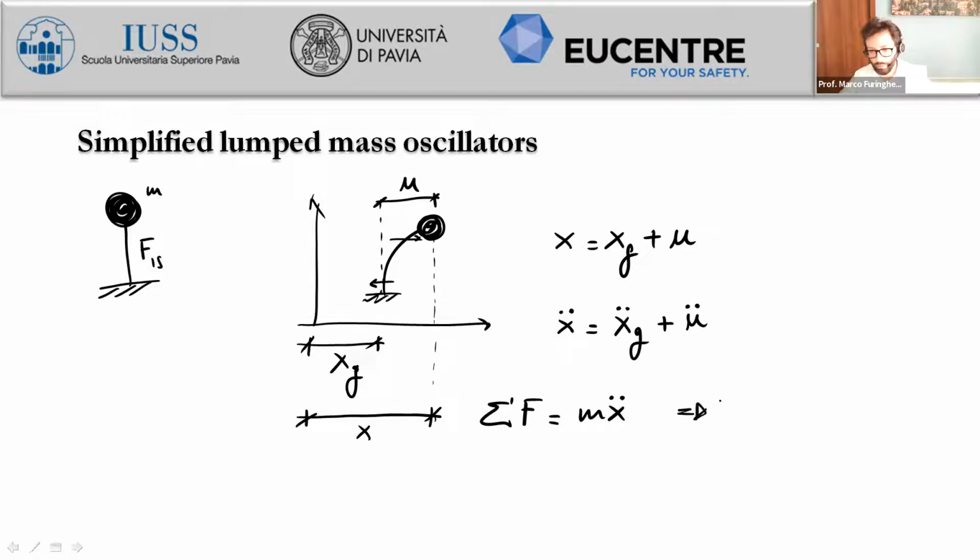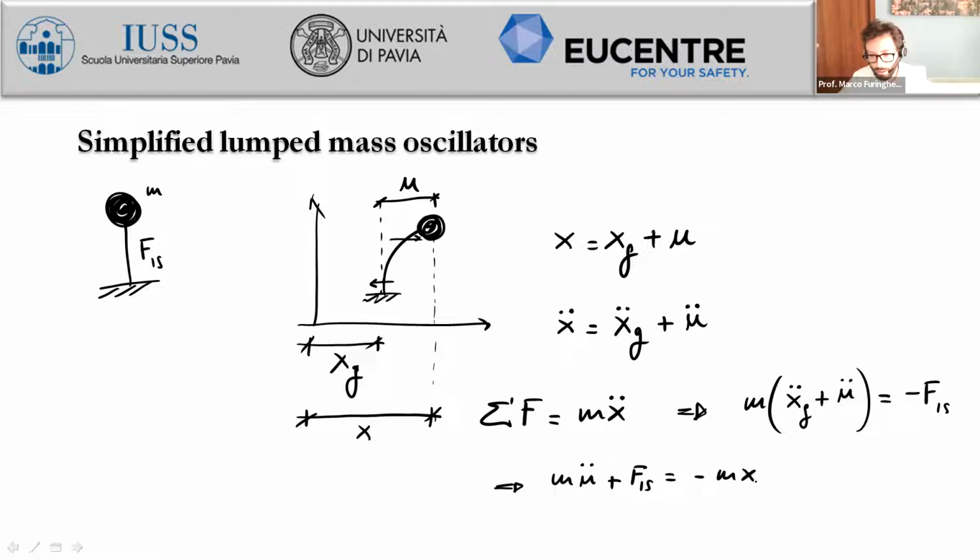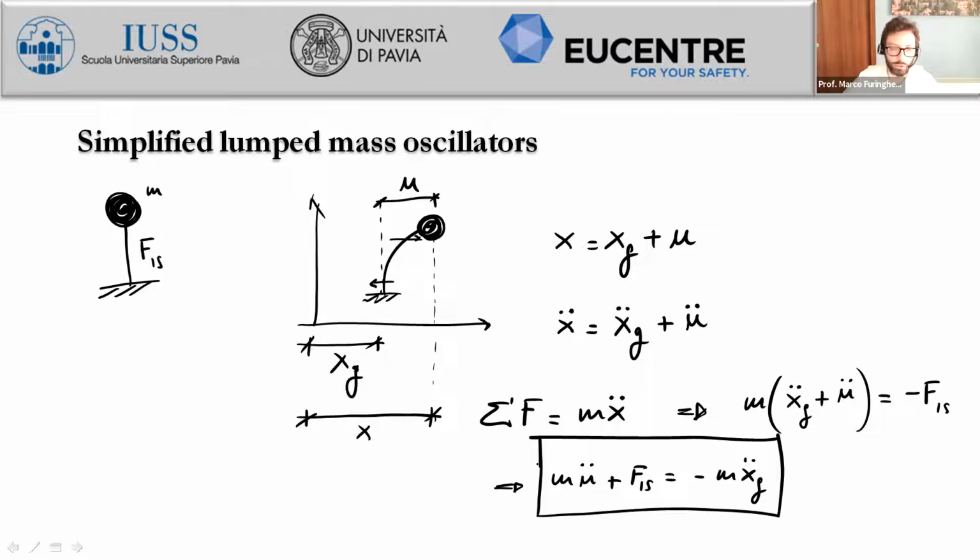So we will have m, which multiplies the expression of the absolute acceleration, which is x g, the ground motion, plus the relative acceleration, equal to minus F isolation. This is simply because if we consider the translational equilibrium of the mass, we have to change direction with respect to the forces that I've just drawn. So the final equation will be m times the relative acceleration plus F isolation equal to minus m times the accelerogram. This is the main equation of motion that we will consider.